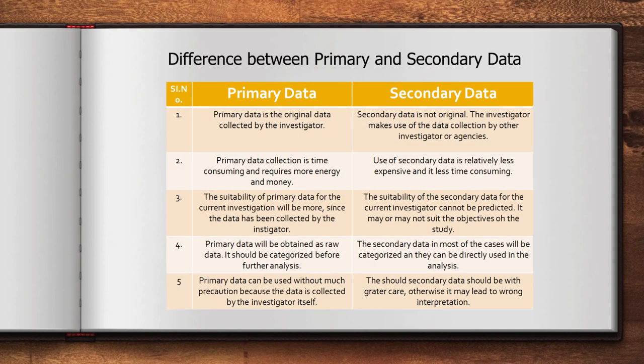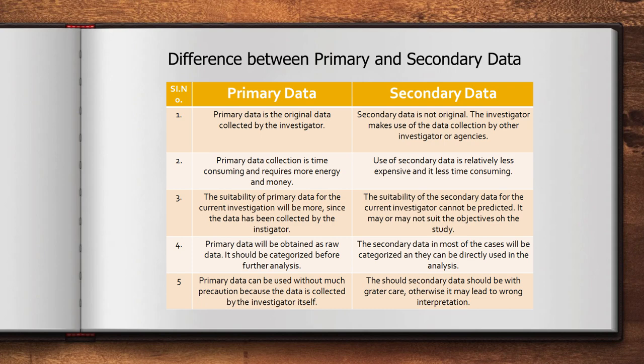Lastly, we have the difference between primary and secondary data. Primary data is the original data collected by the investigator, whereas secondary data is not original. The investigator makes use of the data collected by other investigators or agencies. Primary data collection is time-consuming and requires more energy and money, whereas use of secondary data is relatively less expensive and less time-consuming.